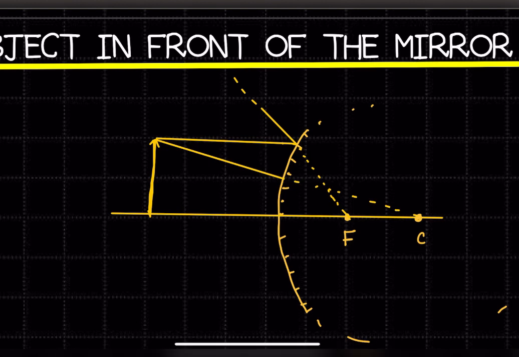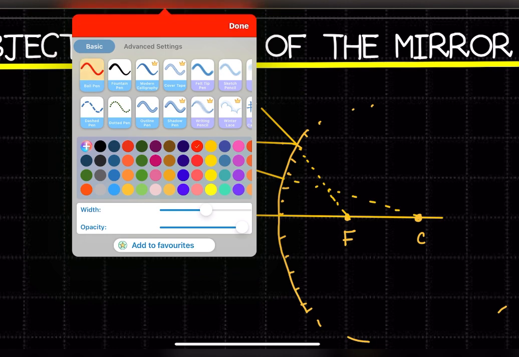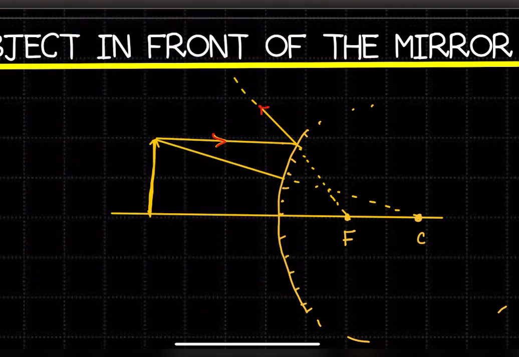Let me repeat again. If a ray of light comes like this, it will go back like this. If a ray of light comes like this and tries to touch the center of curvature, it will follow back the same path. Got the point? Now these two lines meet each other here. So this is my image. This is my object and this is my image.